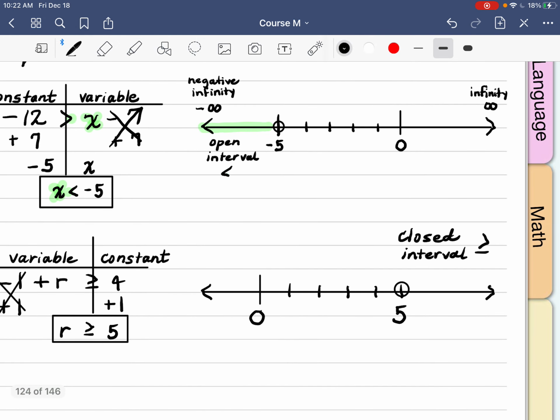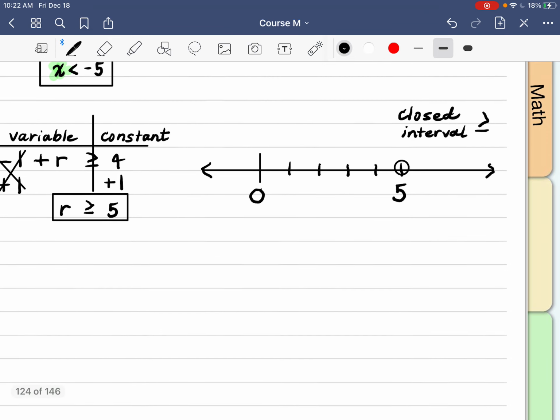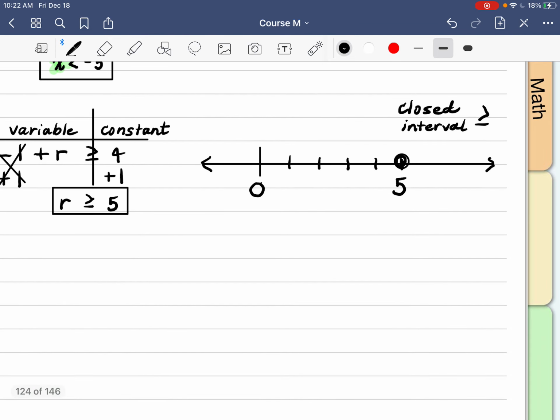Up here, I was just dealing with less than. There was no equal to. So with a closed interval, you fill in the circle. You color it in completely. And that lets the reader know that 5 is one of the solutions.